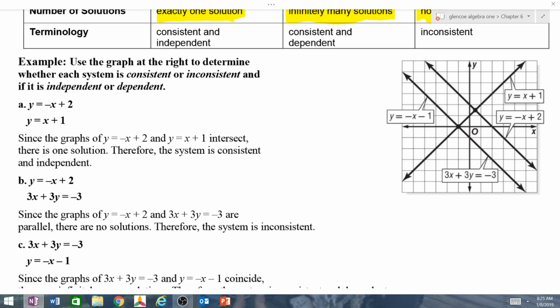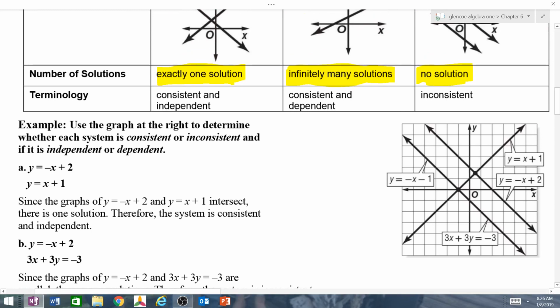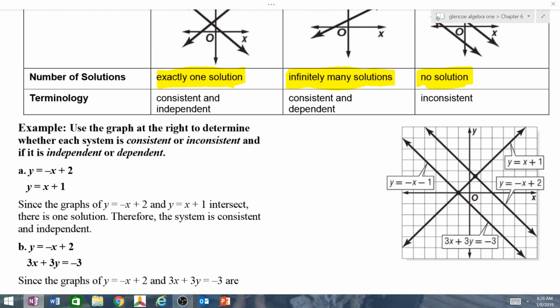All right, so we want to use the graph at the right to determine whether each system is consistent or inconsistent and if it is dependent or independent. I'm going to be honest with you, I have gotten away from using that terminology over the years only because students totally mess it up. Your notes are in the back. What I want you to be able to tell me is, do they have one solution, no solution, or infinitely many solutions?